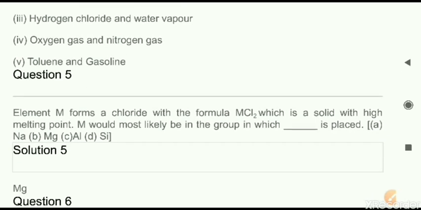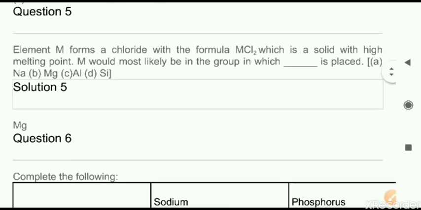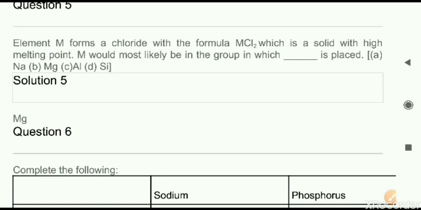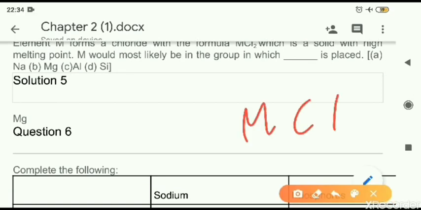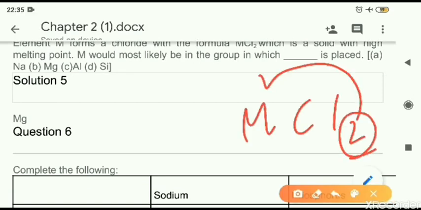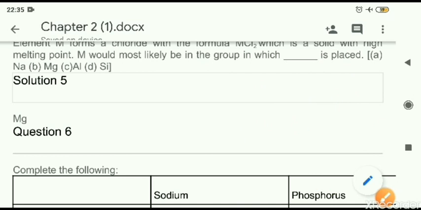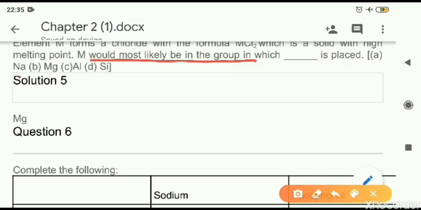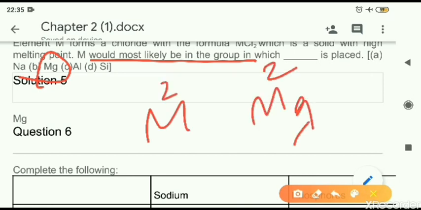Next, question number 5. Element M forms a chloride with the formula MCl2. Now the formula you can see MCl2. Now Cl2, this 2 shows that the valency of M is 2. So based on that, if valency of M is 2, M will be in which group? Out of this, magnesium is having valency 2. So M can form a bond like magnesium because both are having valency 2.